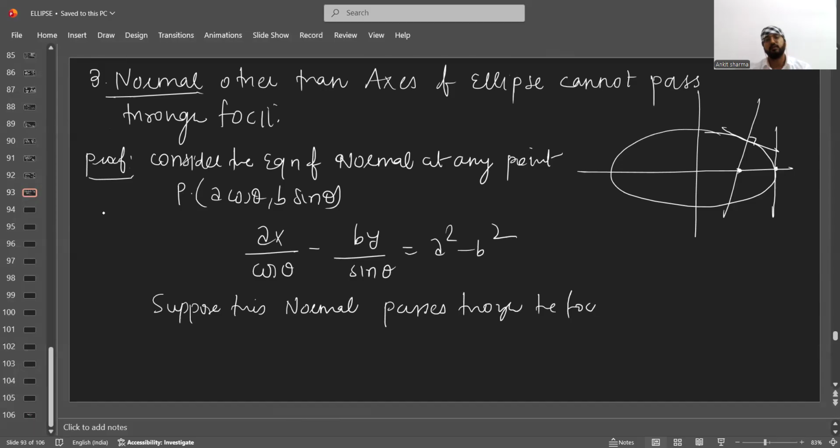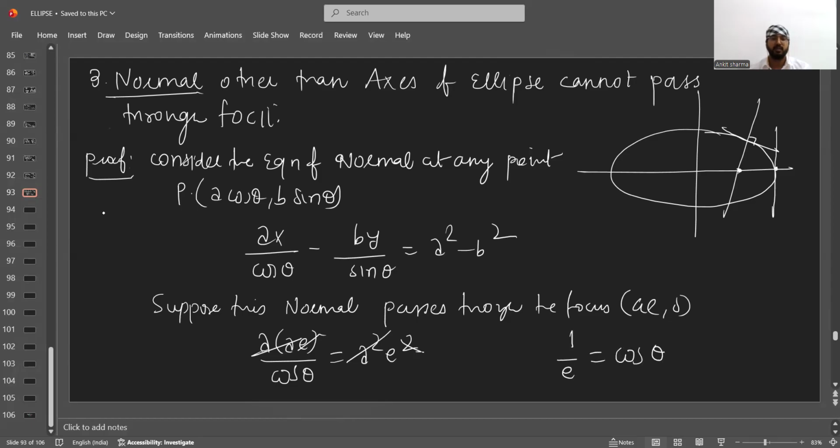Passes through the focus, say (a, 0). Then in place of x, I'll write ae, and I get cos theta. And this would be 0 = a² − b², which could be written as a²e². So from here, we see that a² cancels, and e also cancels. That means 1/e = cos theta. So 1/e is equal to cos theta.